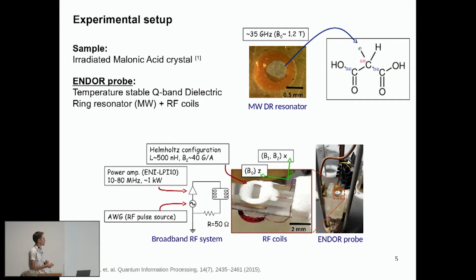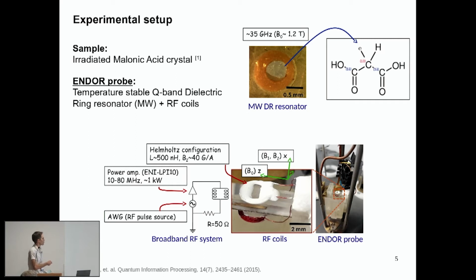It's a crystal of malonic acid, irradiated malonic acid. So it's this molecule, which due to the radiation damage, some of the molecules have a free electron here. So that's our electron qubit. And it's coupled to its nearest proton and also to the other protons on the molecule. And depending on the labeling of the molecule, we can also have carbon nuclear spins. If these are carbon 13s, we have additional nuclear spins here.